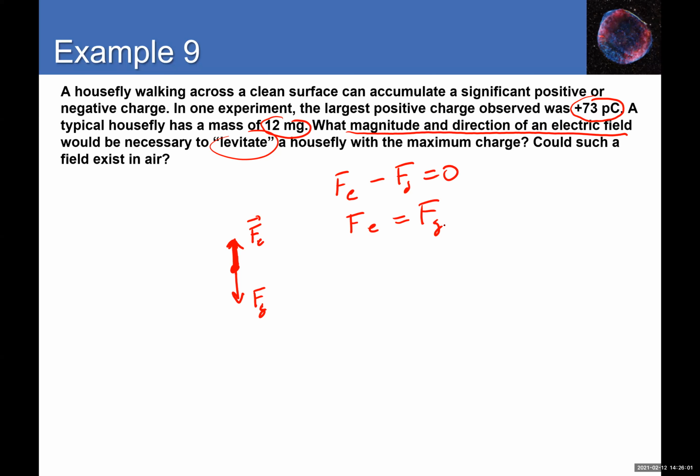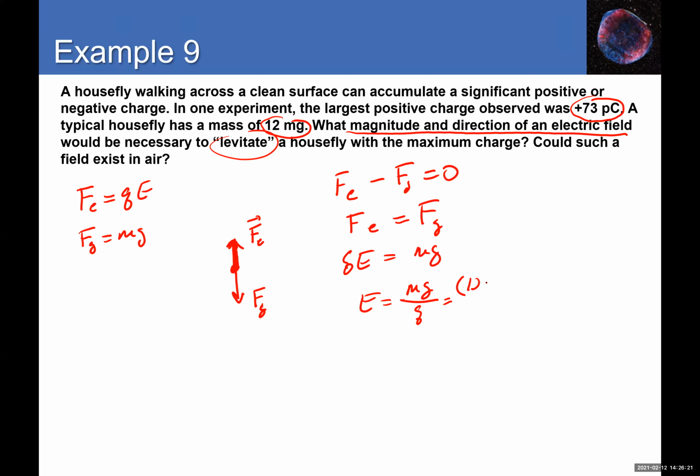So I can find the magnitude by remembering that the equation for the electric force is charge times electric field. So I replace this with charge times electric field. The equation for the gravitational force is m times g. So this is mg. Then I can calculate the electric field, which is mg divided by q.